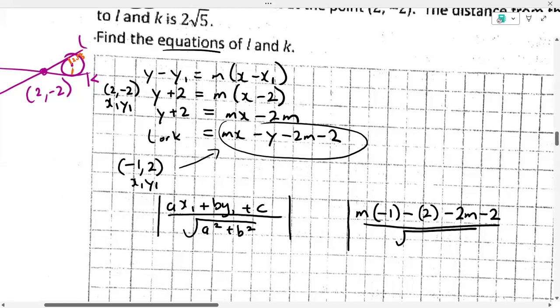Now, the square root of my a is my m in this case. So in other words, it's the coefficient of x, plus my b is -1. So that's going to be my -1 squared.